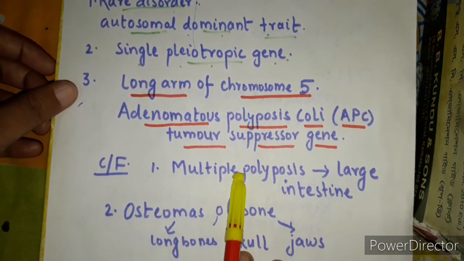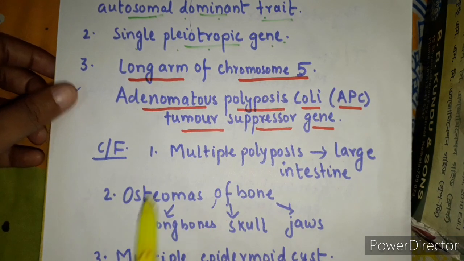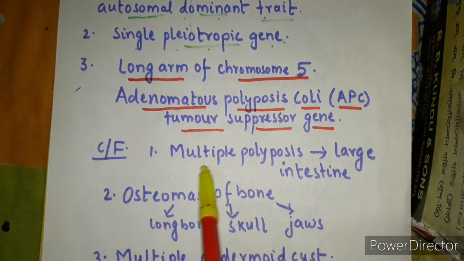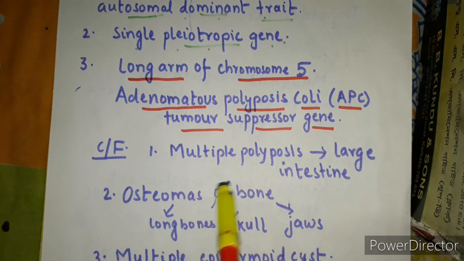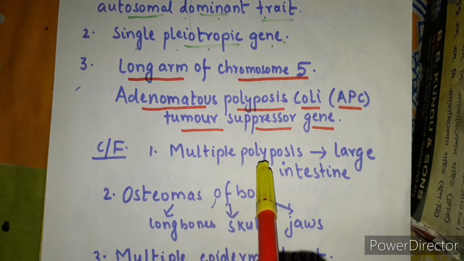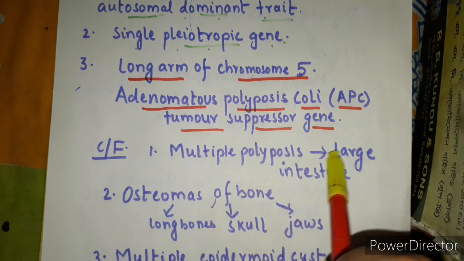So moving on to the clinical features, we first see that there occurs multiple polyposis in the large intestine. What do we mean by polyposis? There will be many polyps inside the large intestine. As you can see here, there are many polyps in the large intestine.